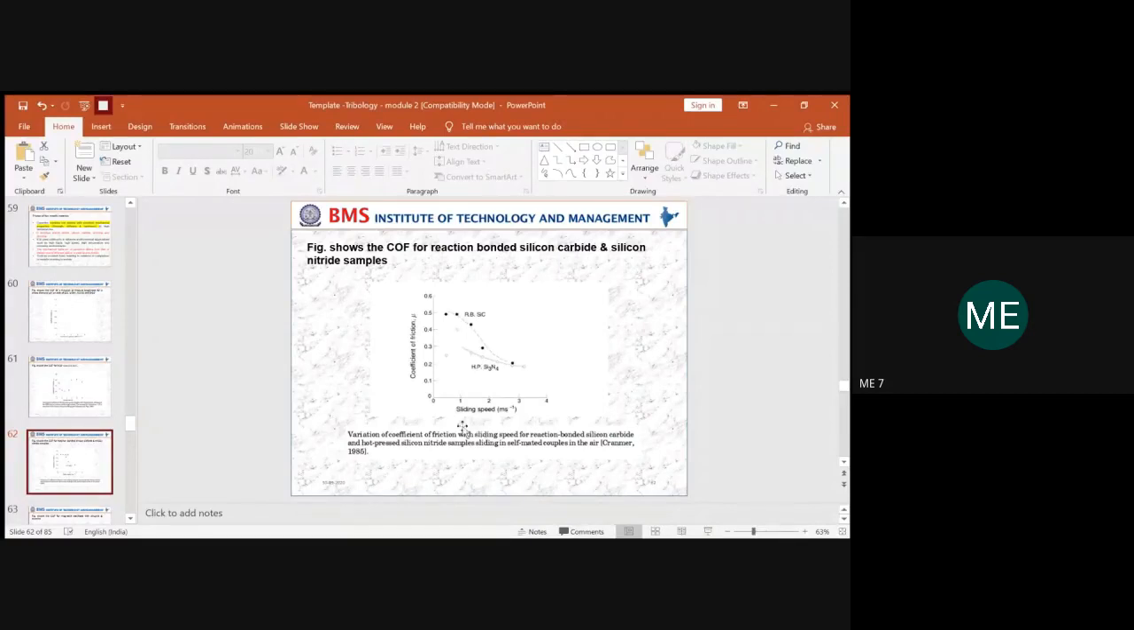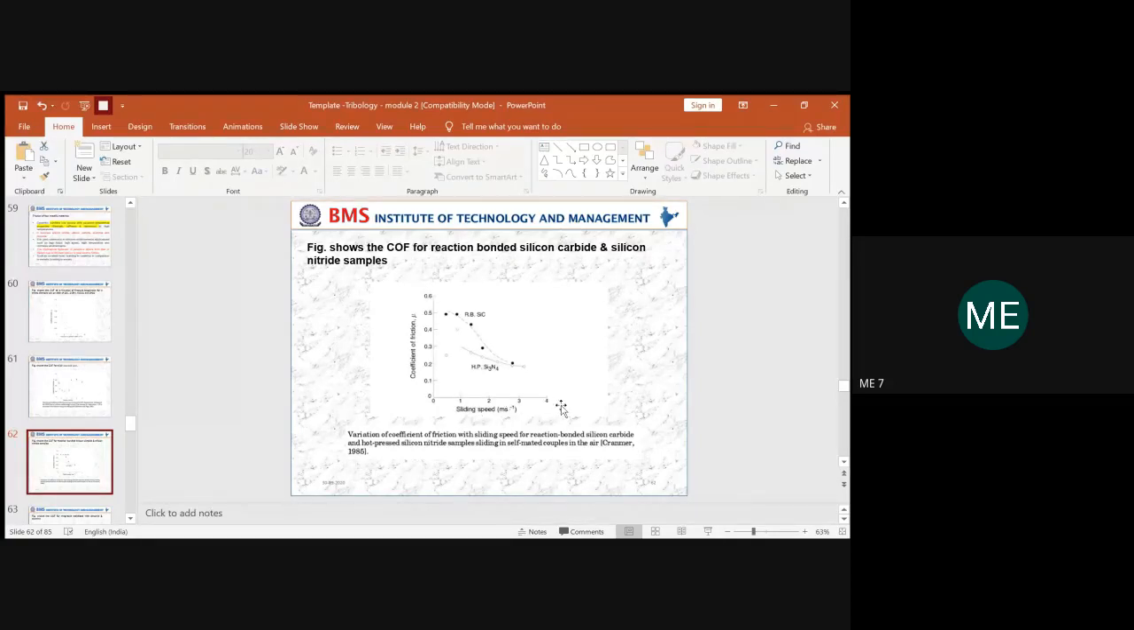Here you can see the first is silicon carbide and the second one is silicon nitride. So this is the silicon nitride graph and this is the silicon carbide graph. Here you can see the maximum coefficient of friction is for silicon carbide rather than that of the silicon nitride graph, right? As the speed increases, the coefficient of friction for the silicon nitride graph moves from 0.3 to 0.2. So it is very near, not a drastic change.